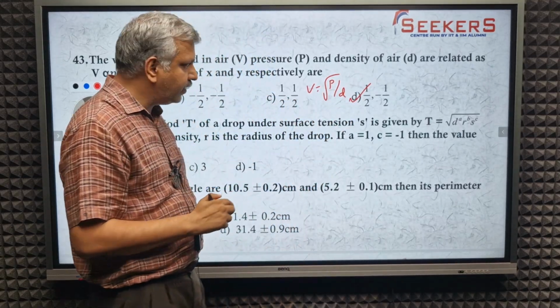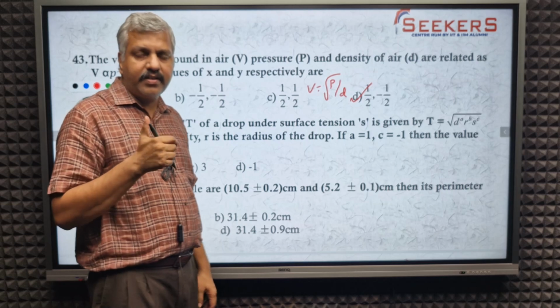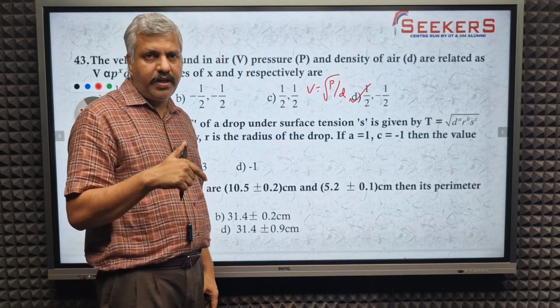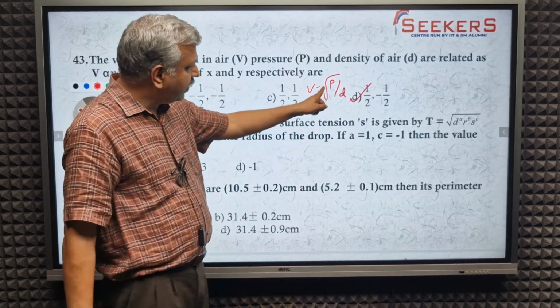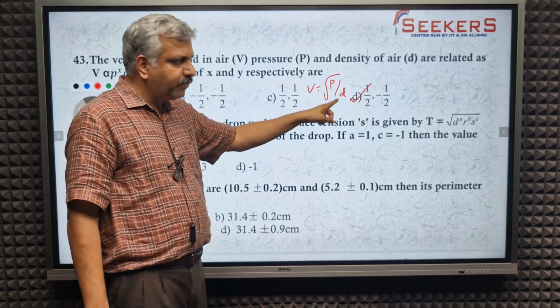Remember, sound could travel through a gas by two modes. Either it's isothermal, or sometimes they also consider it to be adiabatic. If it is isothermal, it is just p by d, otherwise it will become gamma p by d if it is adiabatic.